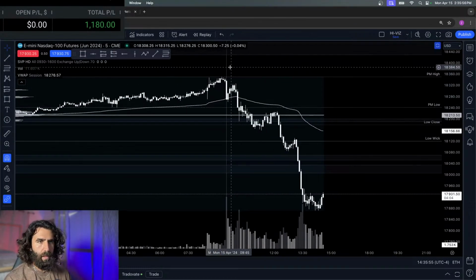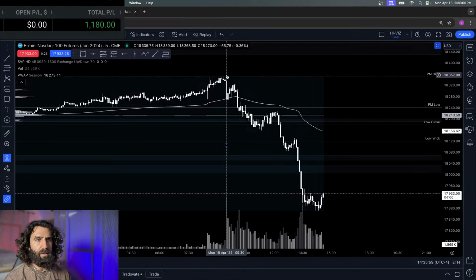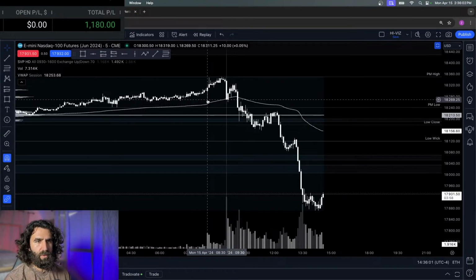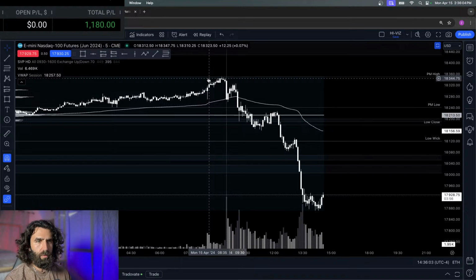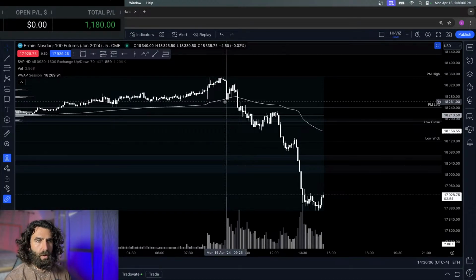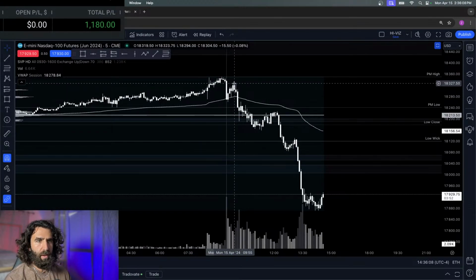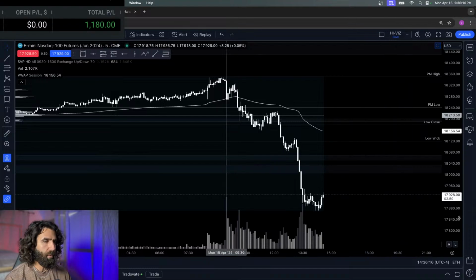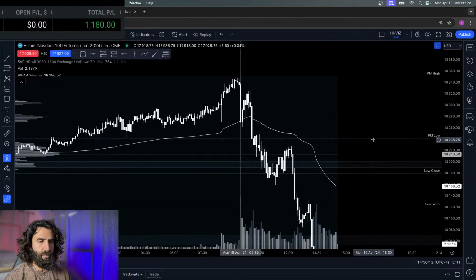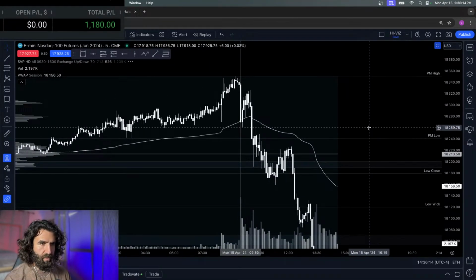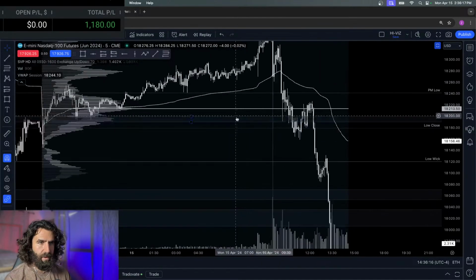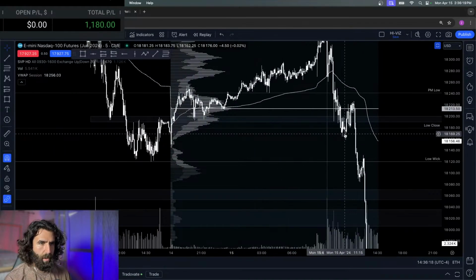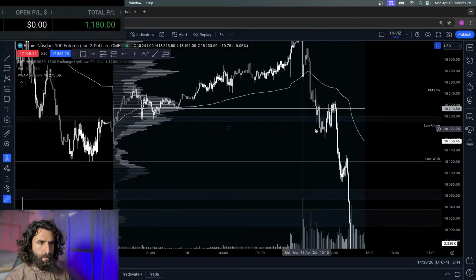Here's my markup. Here's the NYSE session open at 9:30 a.m. Eastern. There was some news at 8:30 this morning, some red folder news. Market opened up bearish, pulled right back up to this area, and then started to sell off pretty heavily throughout the day. We can see it found a little bit of support right around the prior day low, the close of the day.